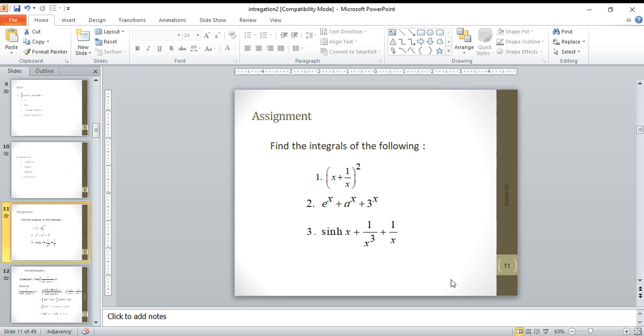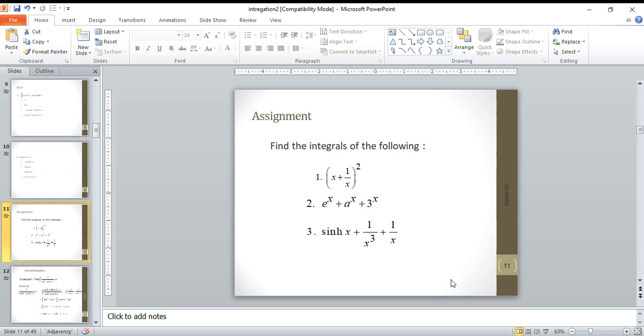Next, e power x, a power x, 3 power x. Integration of e power x is e power x, a power x is a power x by log a. 3 power x is the same as a power x, so 3 power x by log 3 is the answer.